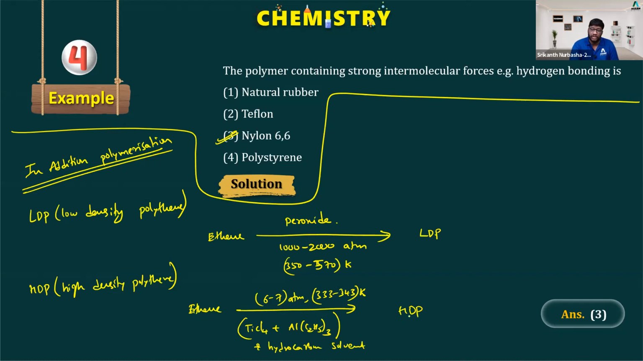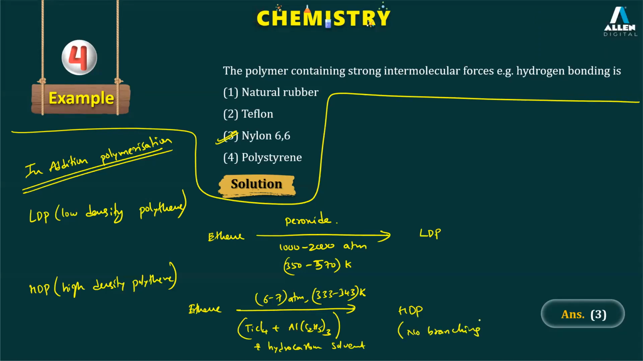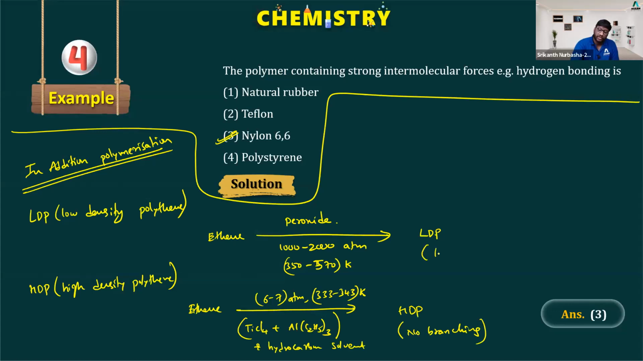High density polythene means branching is present or not present? High density, no branching, closely packed. Low density polythene means branching is present. Branching exists. Okay. These are the respective addition polymerization reactions and the conditions which you have to remember as well.